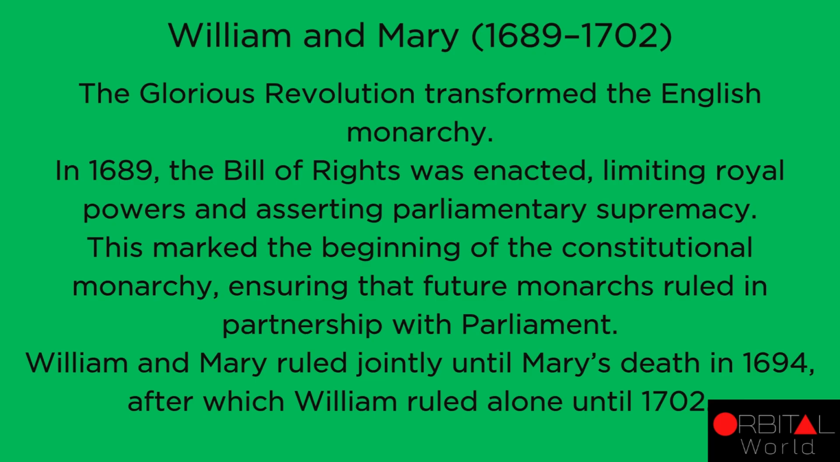William and Mary, 1689 to 1702. The Glorious Revolution transformed the English monarchy. In 1689, the Bill of Rights was enacted, limiting royal powers and asserting parliamentary supremacy. This marked the beginning of the constitutional monarchy, ensuring that future monarchs ruled in partnership with Parliament. William and Mary ruled jointly until Mary's death in 1694, after which William ruled alone until 1702.